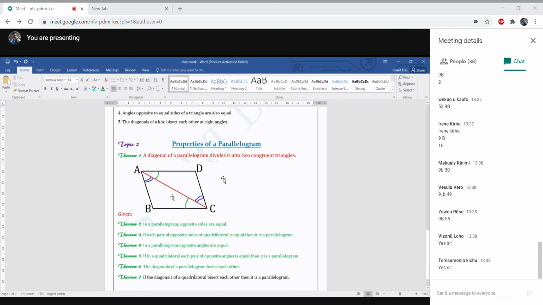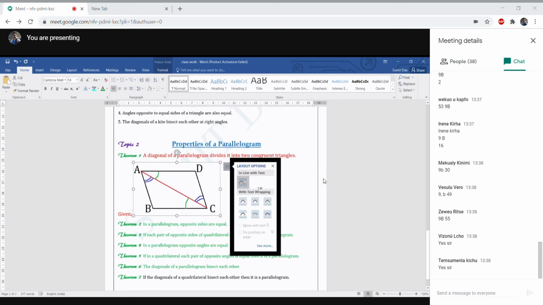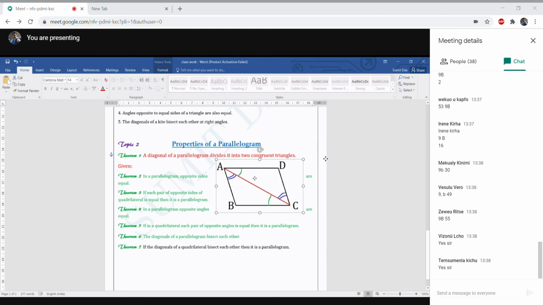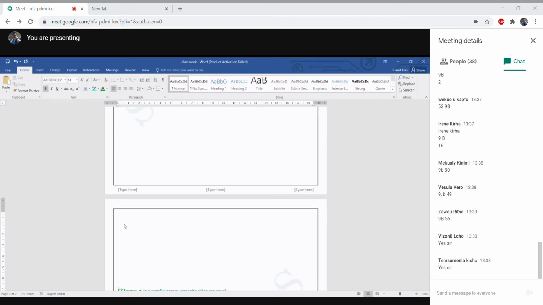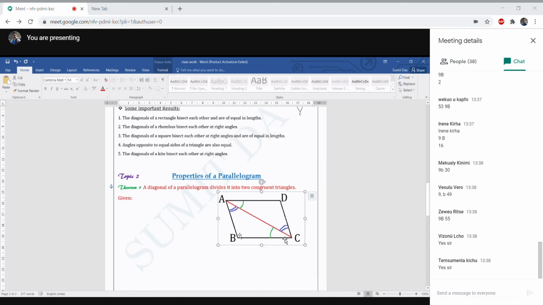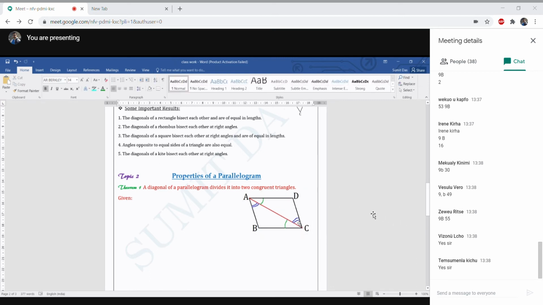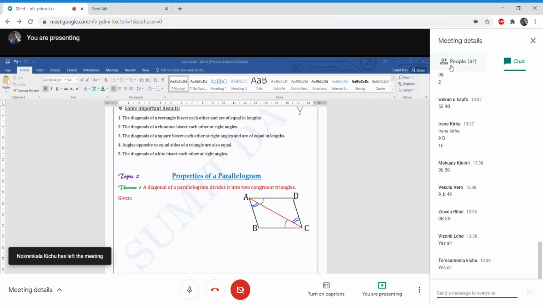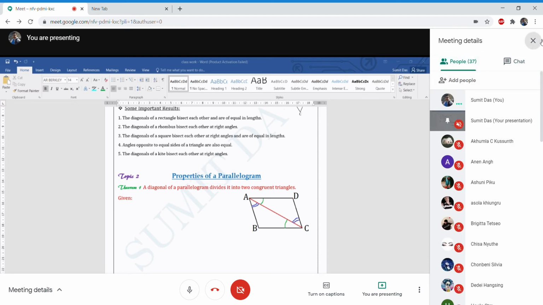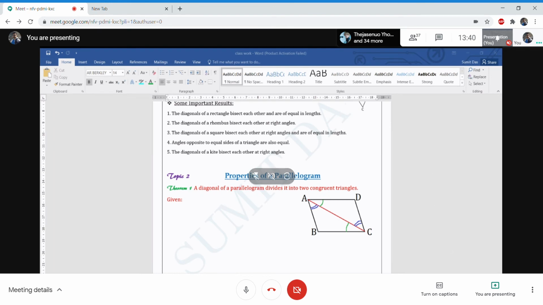Okay, this is our diagram. You can see the diagonal AC divides the parallelogram into congruent triangles, that we have to prove. Congruent means triangle ABC and triangle ADC will be congruent, that we have to prove. Let's move on to the proof.